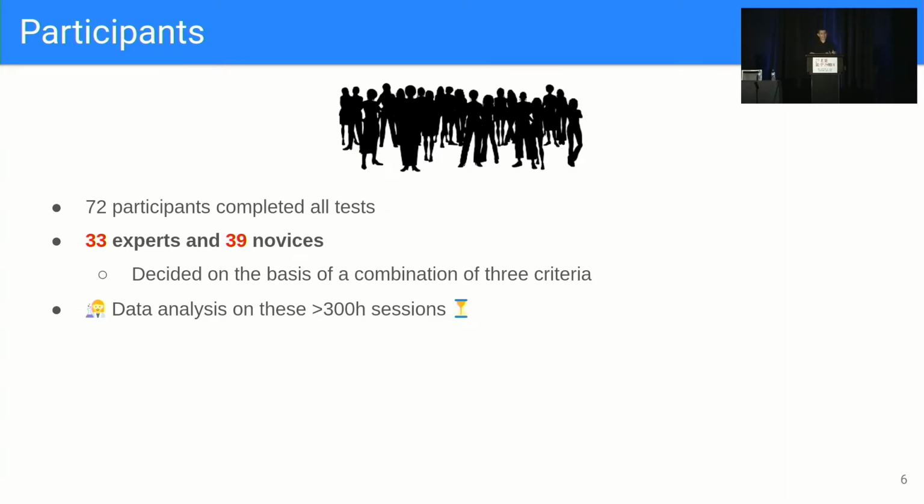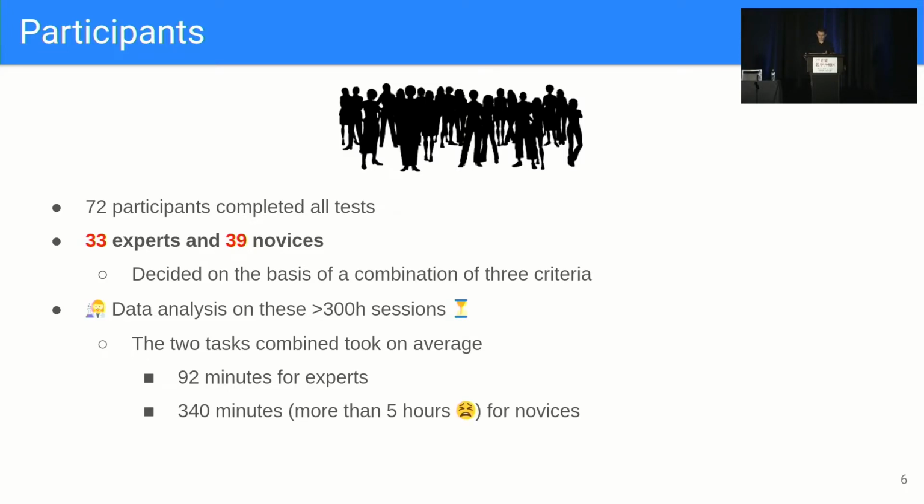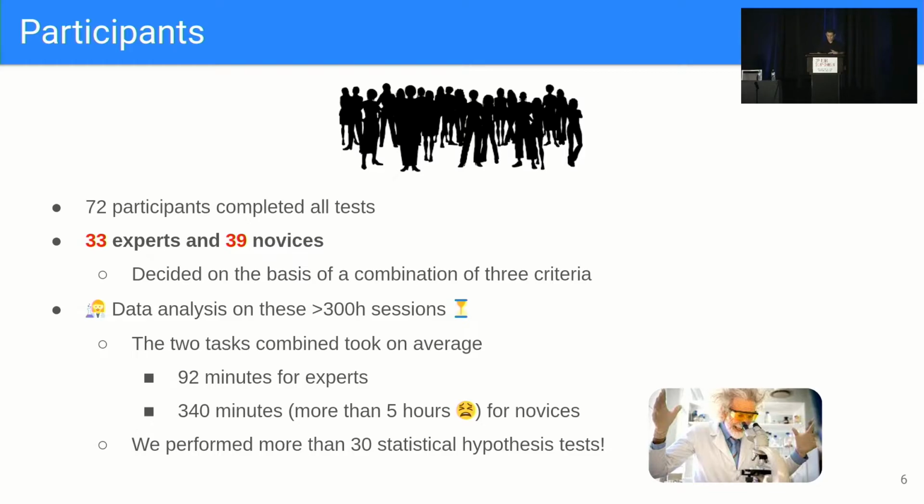Finally, we did the data analysis on more than 300 hours of recorded sessions. And just to give you an idea, the 2 tasks, the 2 binaries combined, took on average 92 minutes for the experts and more than 5 hours for the novices. We tested more than 30 statistical hypothesis tests. The vast majority of them failed miserably, but we kept track of all of them in the appendix.